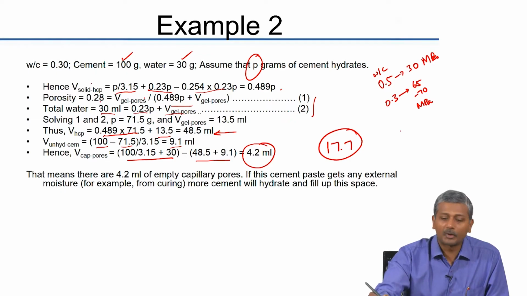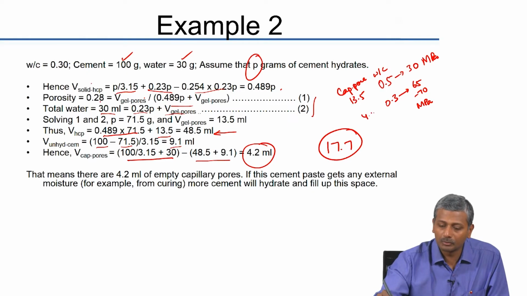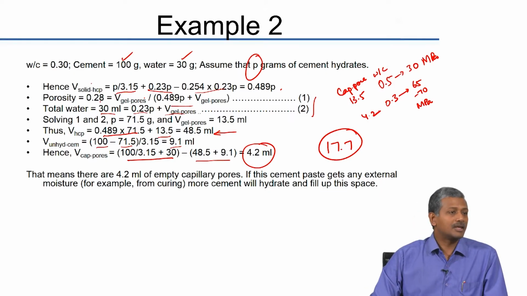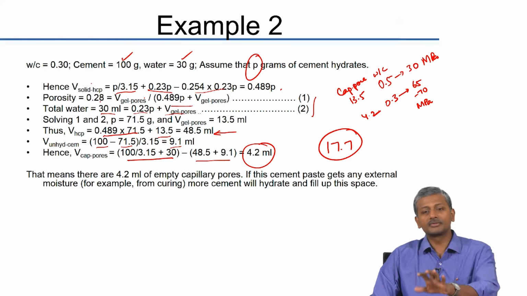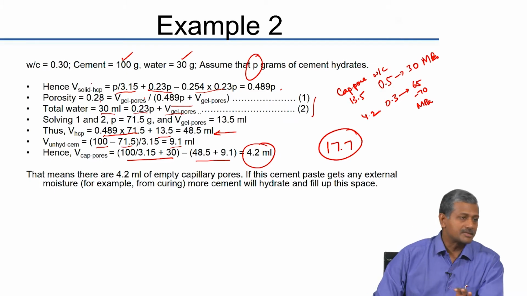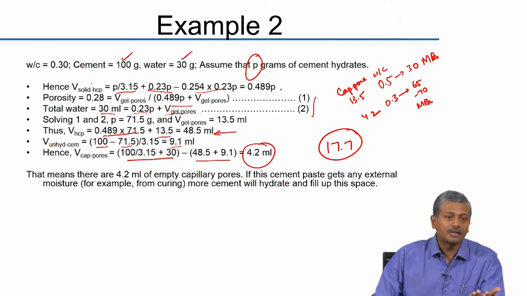Correspondingly, what was the porosity we saw earlier? That was 13.5 milliliter, and here it is 4.2. So strength of concrete is directly linked to the porosity. And of course, please remember, we are only linking it here to the porosity in the paste. Apart from that, there is going to be porosity in the concrete which is external to the paste.